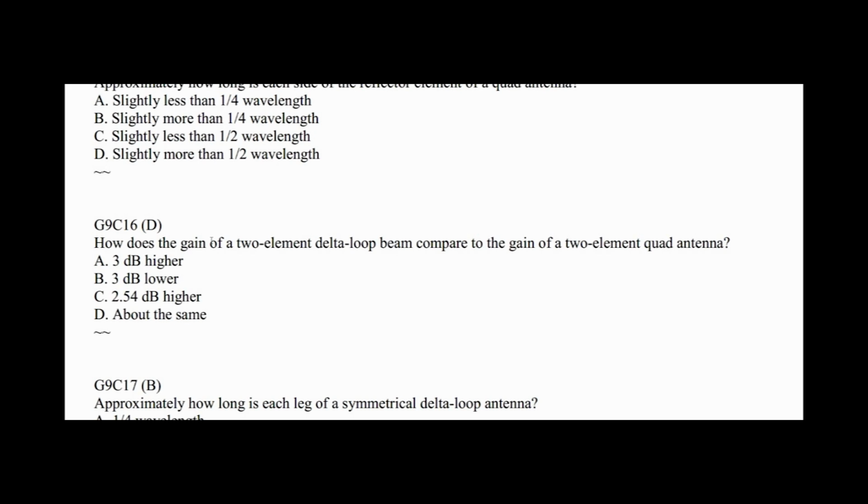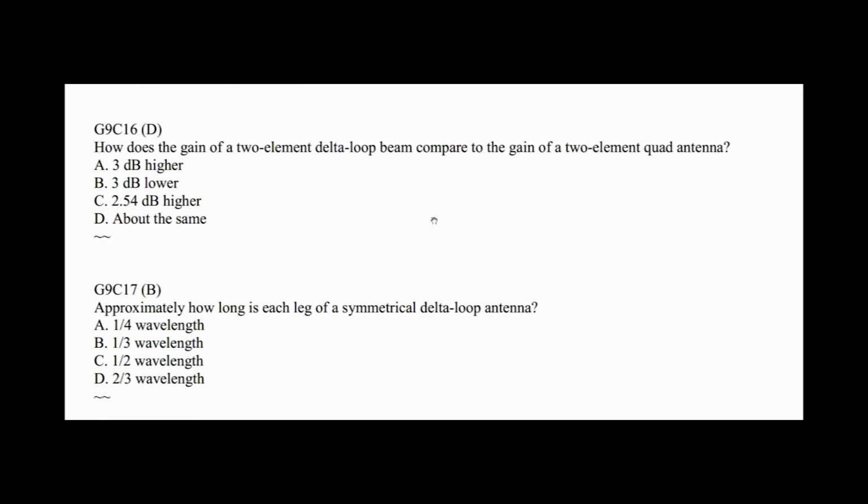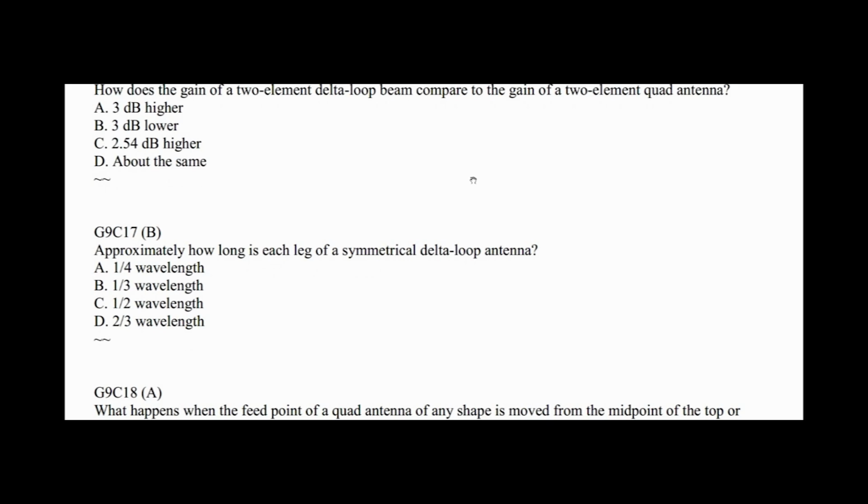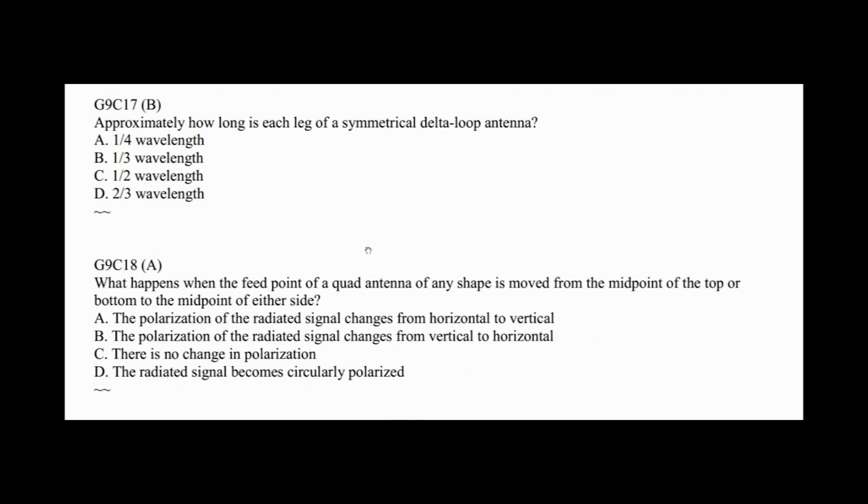G9C16. How does the gain of a 2-element delta loop compare to the gain of a 2-element quad? They're about the same, maybe a hair lower, but they're about the same. G9C17. Approximately how long is each leg of a symmetrical delta loop? It's a triangle, so each leg is about 1/3.